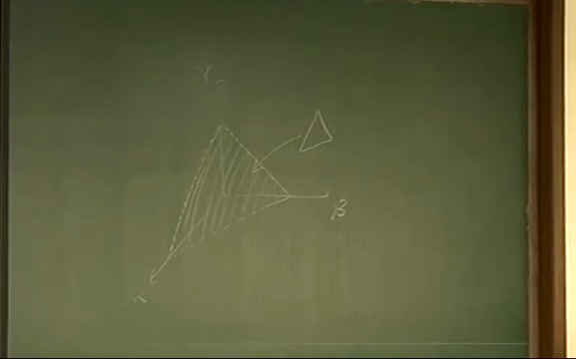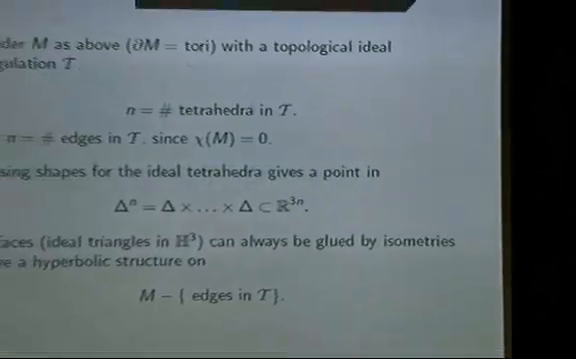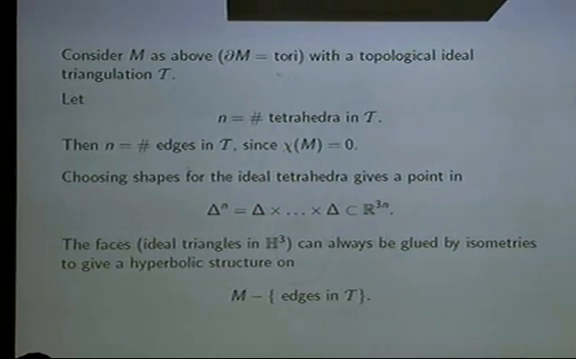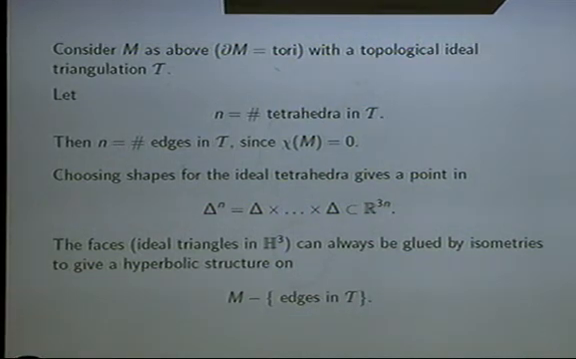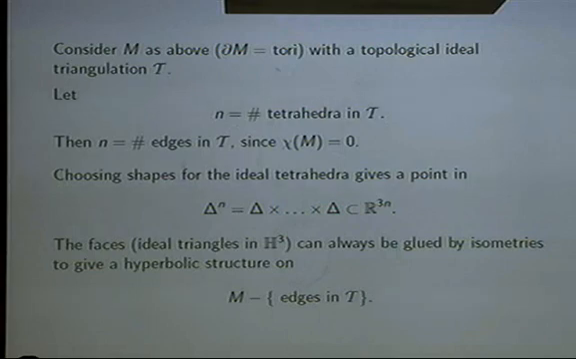Okay. So now if we've got one of these manifolds, for instance something like a knot complement, and we have a topologically ideal triangulation, say T. Let's suppose we start off with n tetrahedra altogether. Then it's a nice little exercise to show that the number of edges is also equal to n. That just uses the fact that the Euler characteristic is equal to 0. So we have n tetrahedra, and we also have n edges in the triangulation altogether.